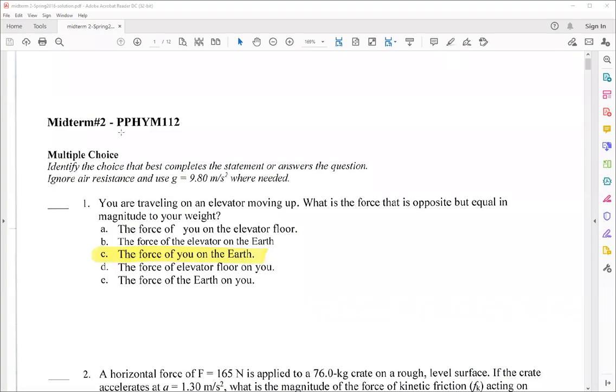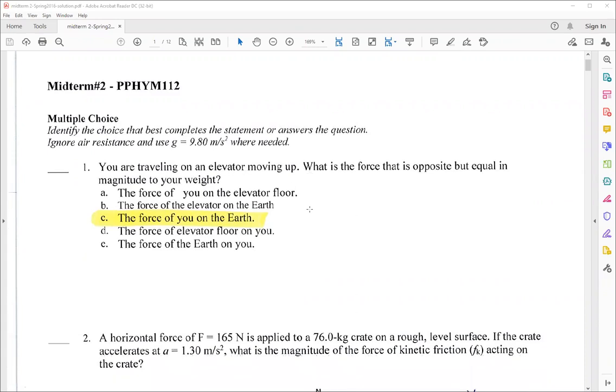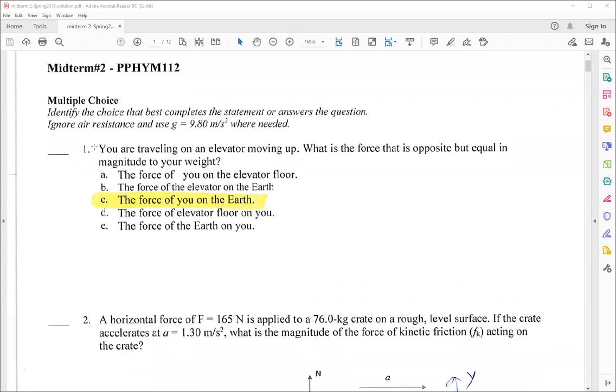Yes, hi again, everyone. Now we're going through midterm 2016 questions. Starting with question one, you are traveling on an elevator moving up. What is the force that is opposite but equal in magnitude to your weight?